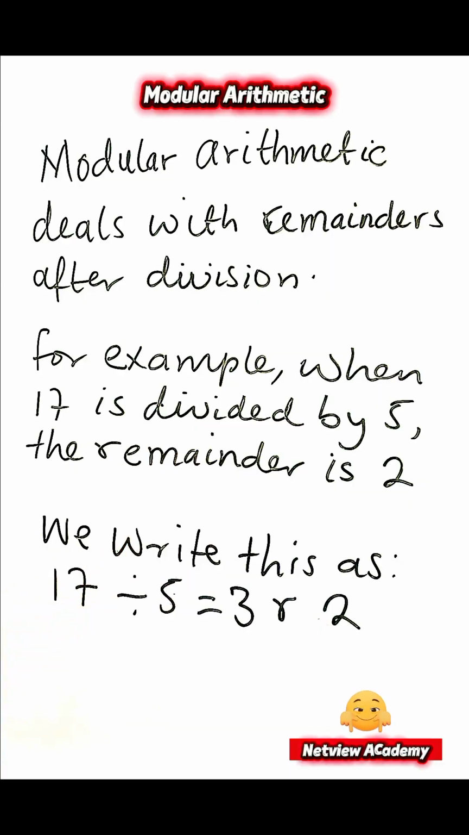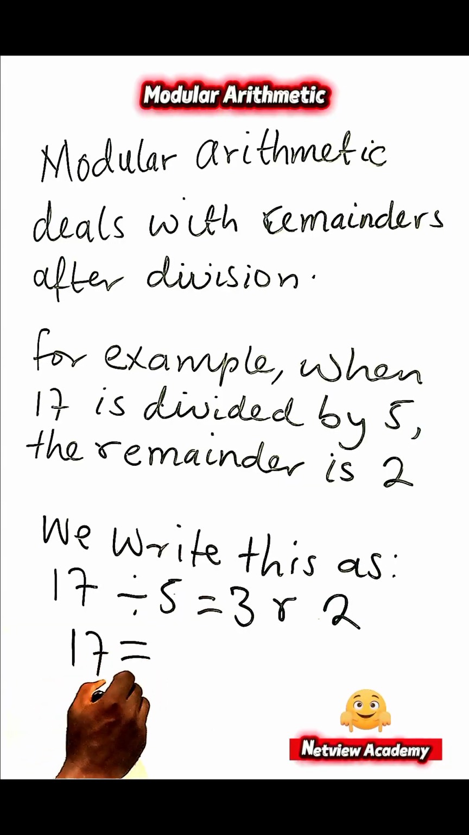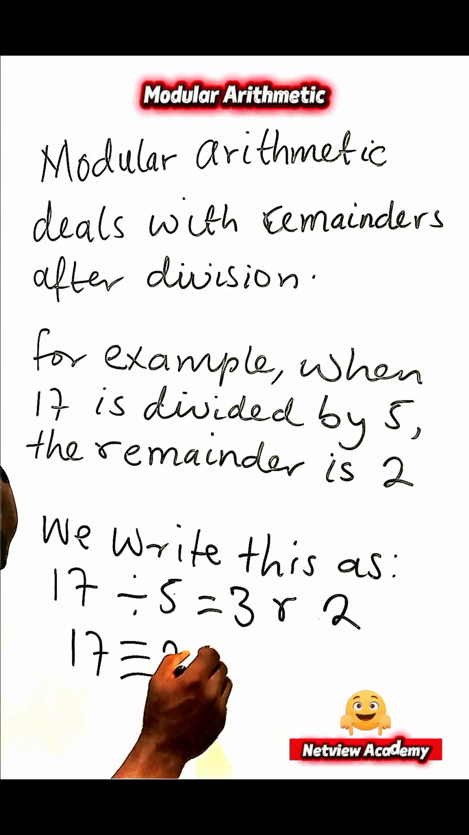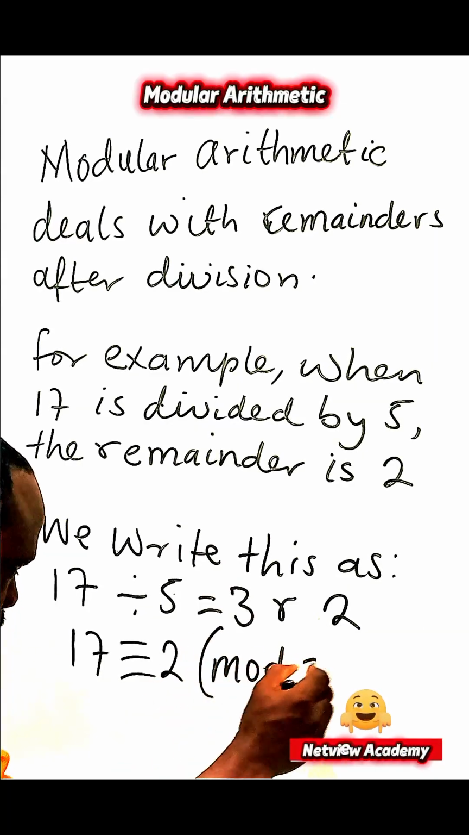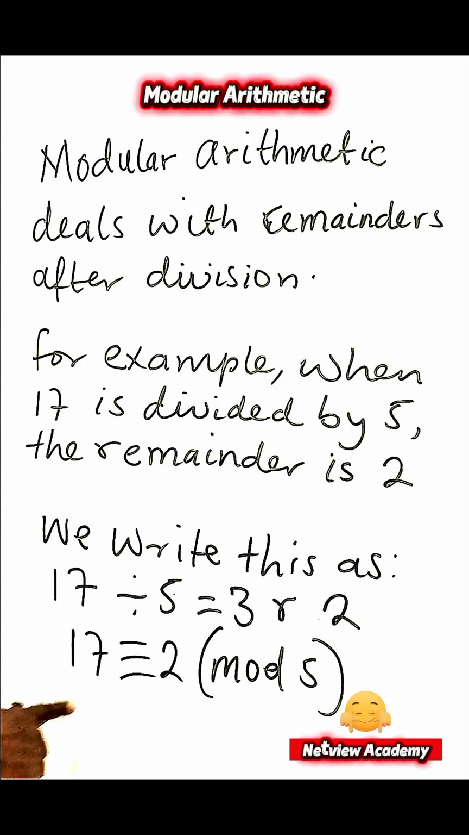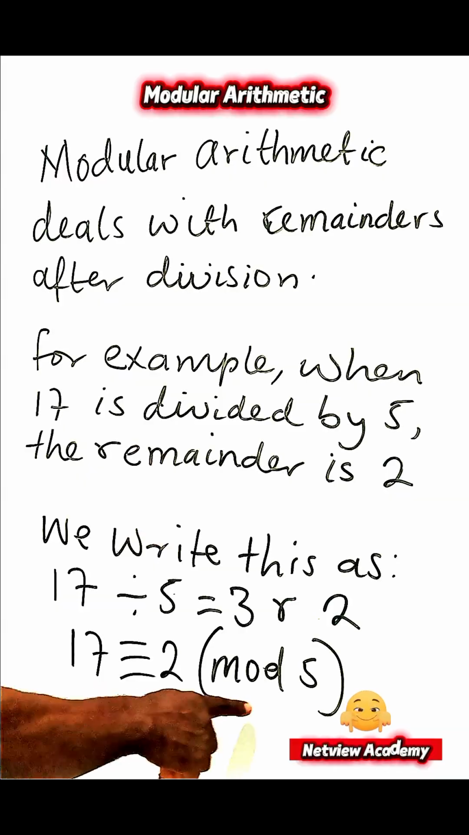So this is represented, in modular arithmetic, as 17 is congruent to 2 modulo 5. 17 is congruent to 2. This symbol here means congruent. 17 is congruent to 2 modulo 5.